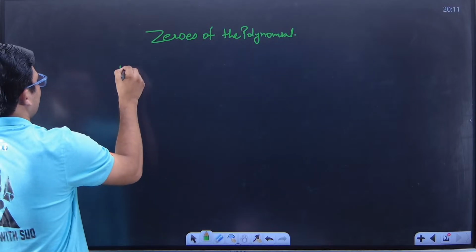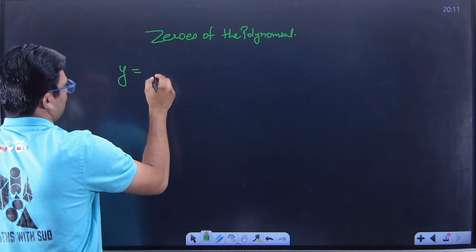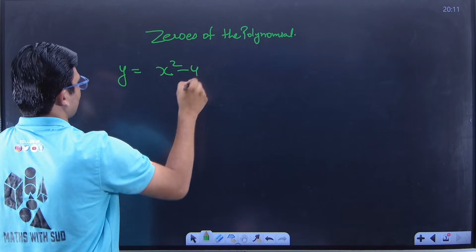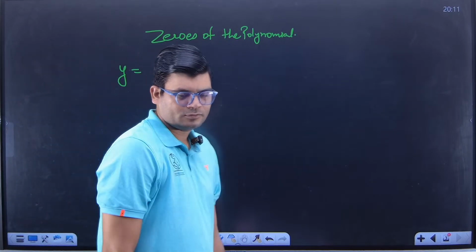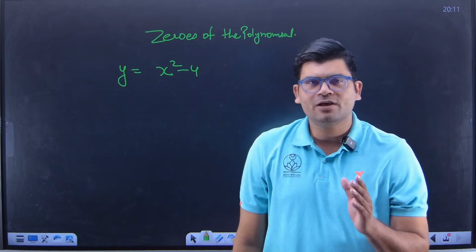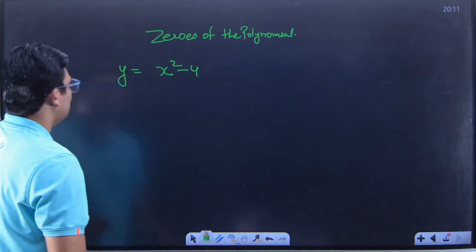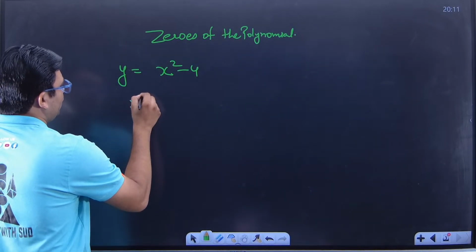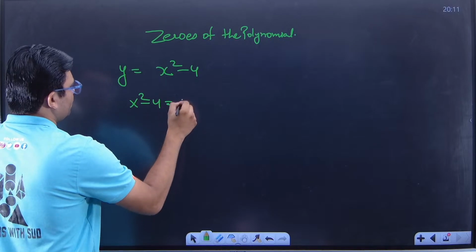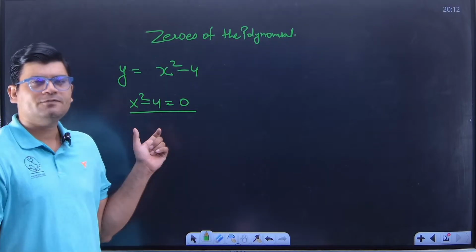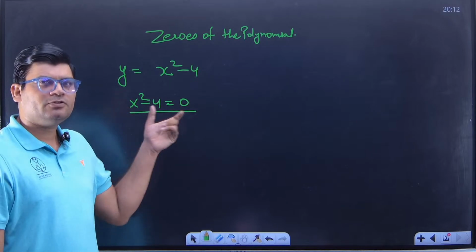Let us suppose that y is equal to some polynomial, let us say x square minus 4. Okay, we are having a polynomial x square minus 4. If I ask you at what value of x this is going to be equal to 0, I want the value of x for which this is equal to 0.